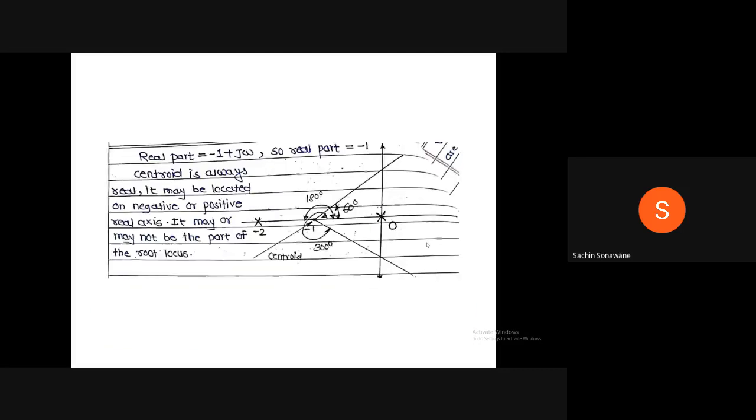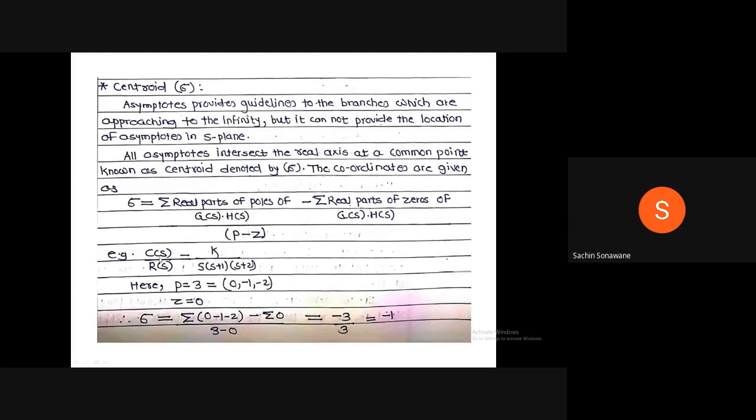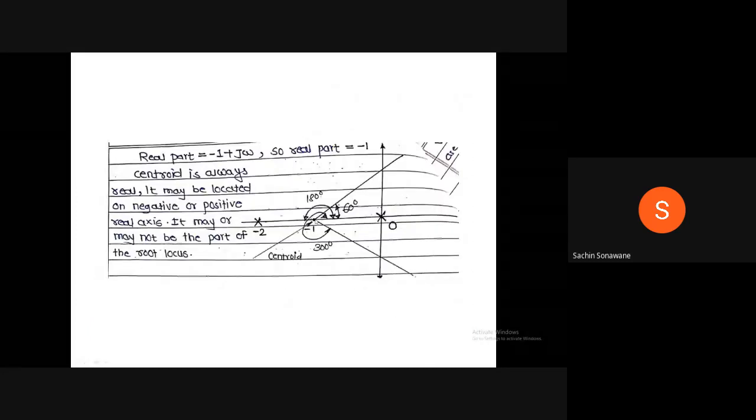Now see how these angles are located. Our centroid is minus 1, therefore we have located minus 1, and from this point we have to draw the angle of asymptotes. Three angles of asymptotes are there: 60 degrees, 180 degrees, and 300 degrees. Therefore, always remember the centroid is required to draw the angle of asymptotes.